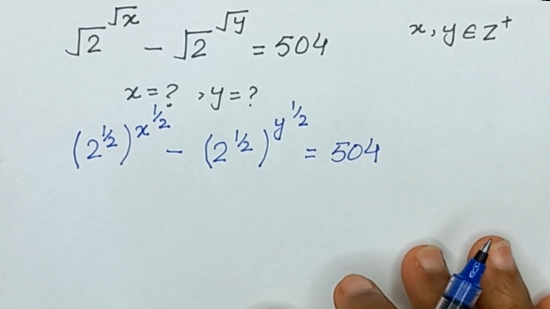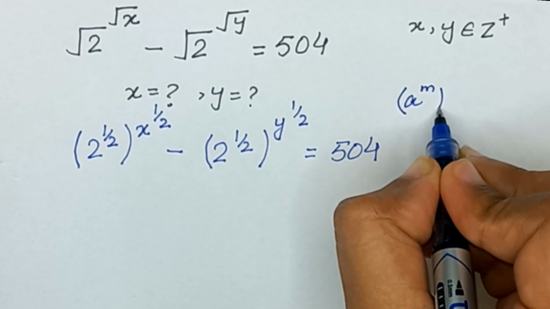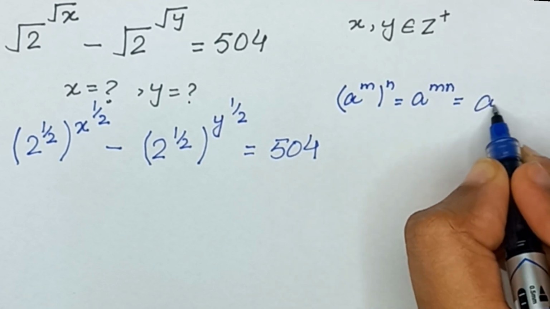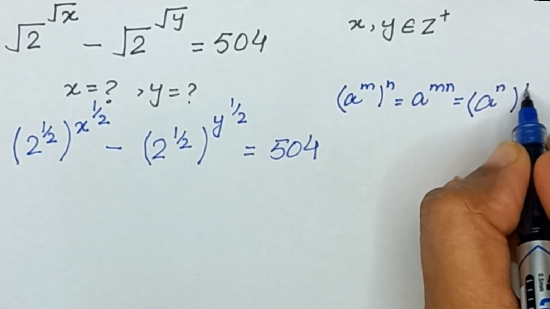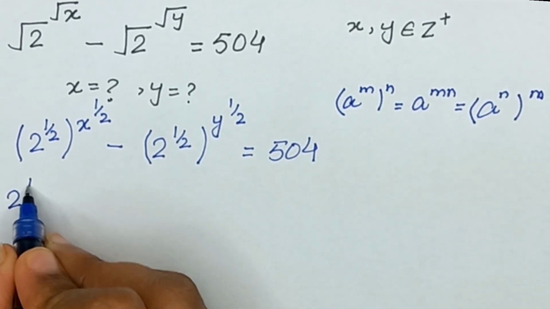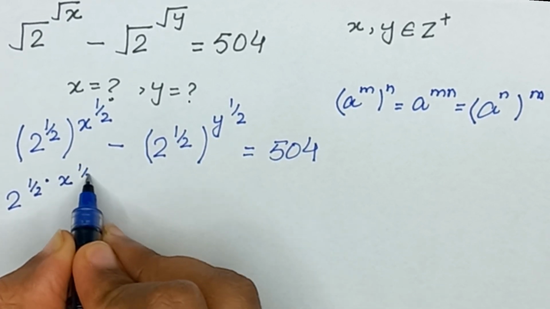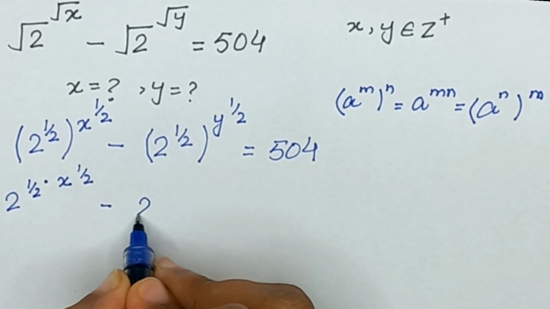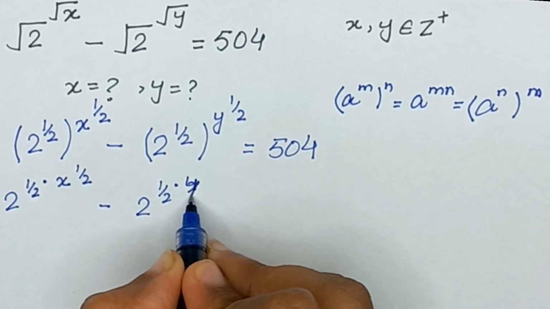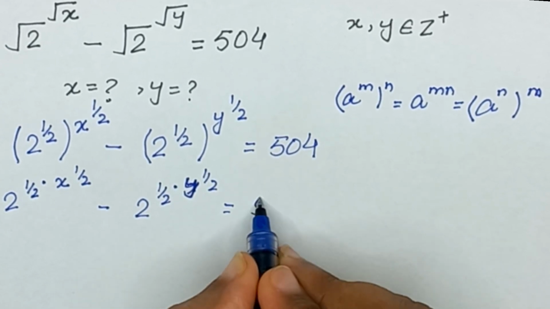504. So as we know that a raised to the power m whole power n is equal to a raised to the power mn, and it will be equal to a raised to the power n whole power m. So we can write it as 2 raised to the power 1 divided by 2 into x raised to the power 1 divided by 2 minus 2 raised to the power 1 divided by 2 into y raised to the power 1 divided by 2, which is equal to 504.